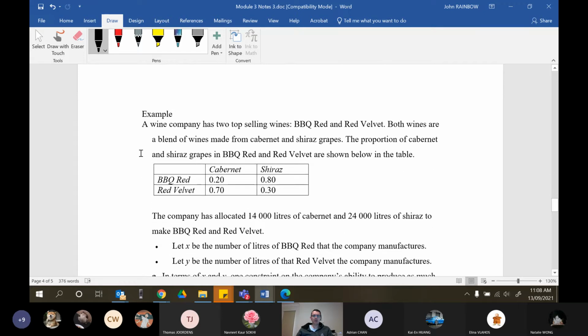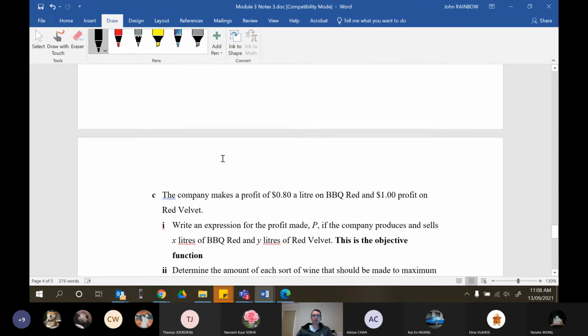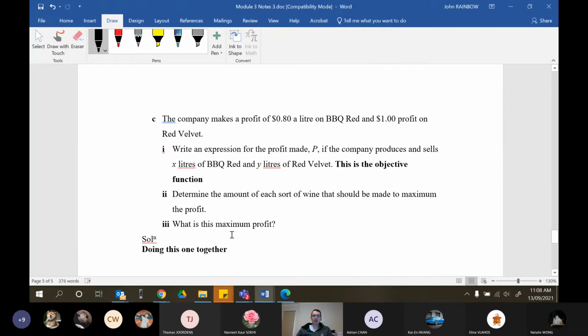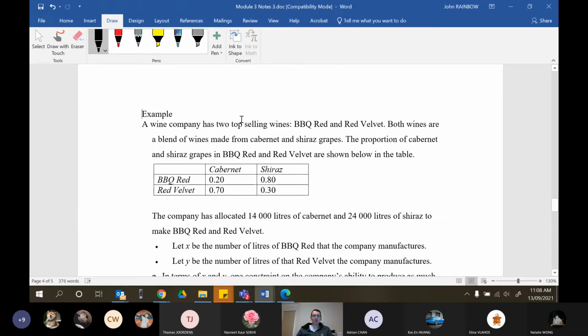Let's look at an example and try and see. So a lot of this will be what we need to do until we get down to this question here, and then hopefully here we'll be able to figure out why it works how it is. I like red wine, so I thought this would be a good example. A wine company has 2 top-selling wines, Barbecue Red and Red Velvet. So they're really, both wines are a blend of wines made from Cabernet and Shiraz grapes.